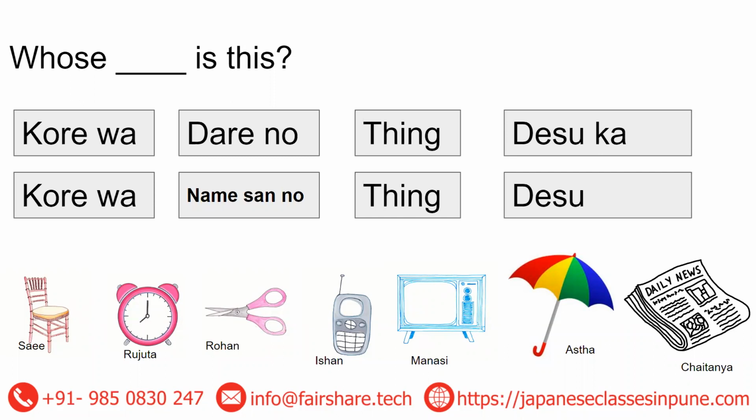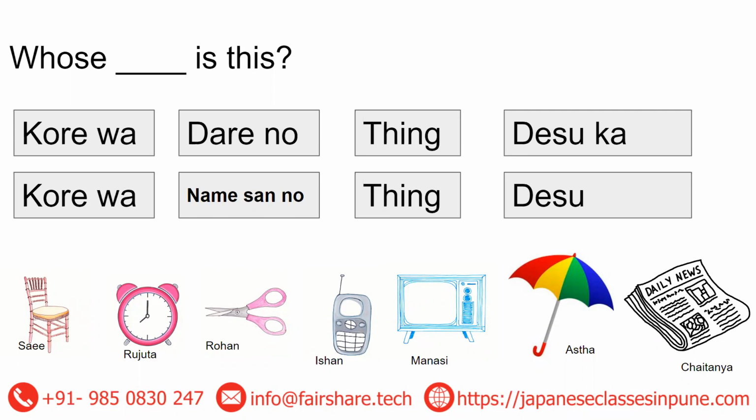You want to find out ki ye kiski cheez hai. Who does this thing belong to? Okay, so what do you say? You say kore wa. Again, kore wa remains as this. Dare no, whose. Okay, so who ka ho jata hai? Who's kiski? Hai na kiski cheez hai?